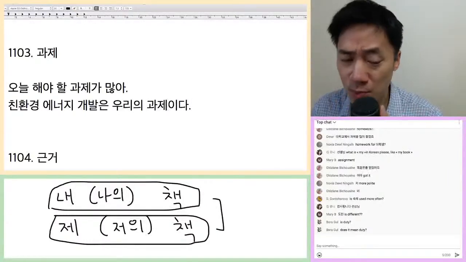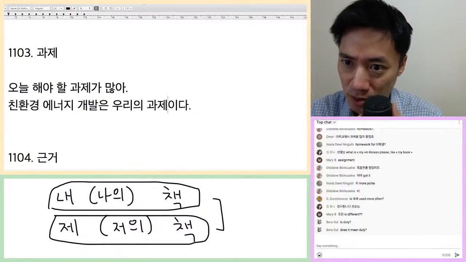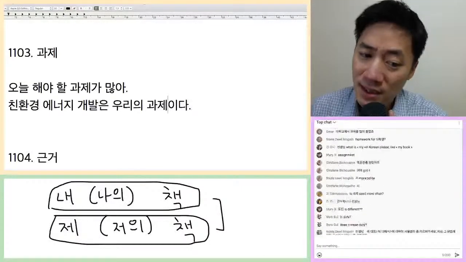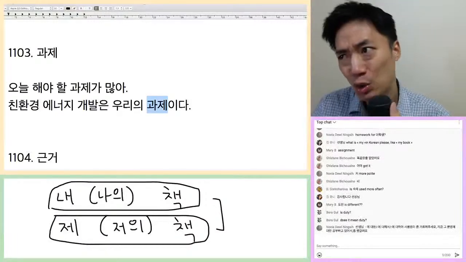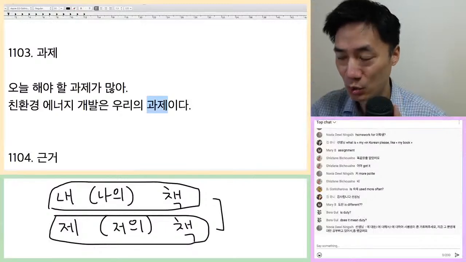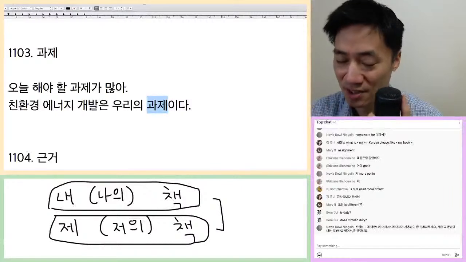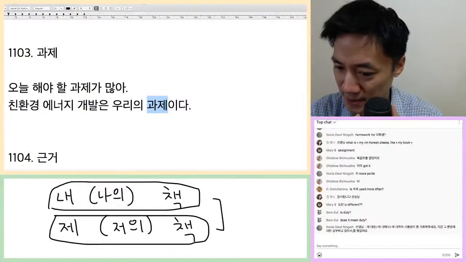도전 is more like challenge. Challenging, 도전. 과제 is something that you have to do. 도전, you just want to be there. Like, hey, I'm going to do that. You know, challenge. So 도전 is different.